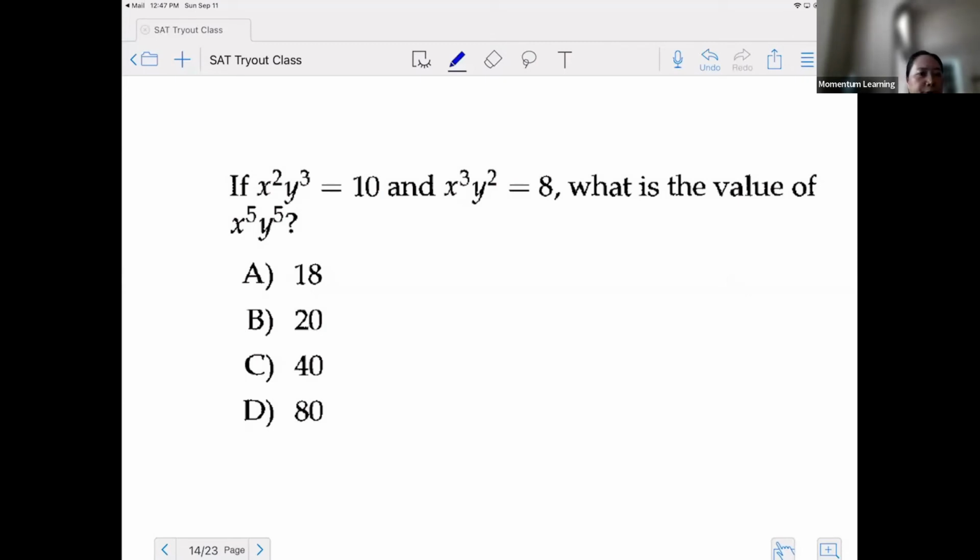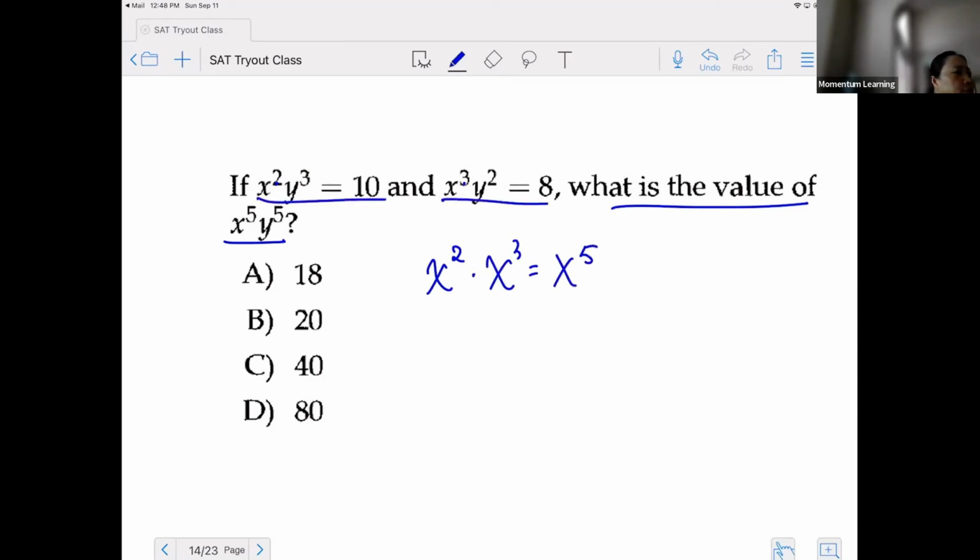Okay, we have two variables. The base is x and y here. The question asks for the value of x^5 y^5. I only know the 2, 3, and 3, 2 here, but you notice if I add those together, a 2 and a 3, or a 3 and a 2, that's 5. Now, if you add exponents, it means you are multiplying them. x squared times x cubed will be x^5, right?